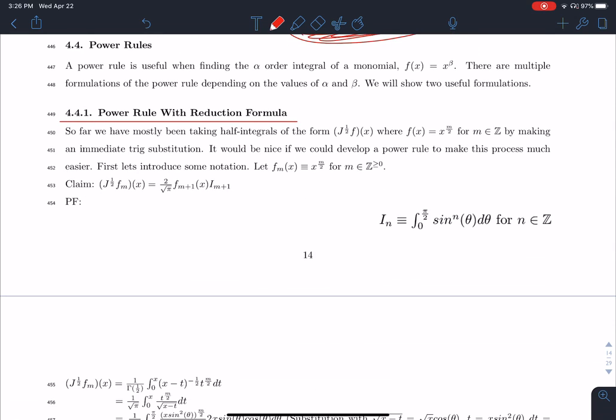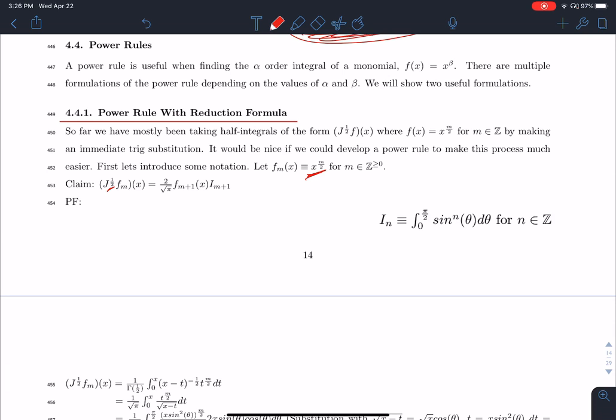Okay, let's talk about power rules, or at least one power rule. Power rules in traditional calculus are really useful for finding integrals or derivatives of powers of x like we have here. This is kind of a limited power rule. We can't use it in very general cases, but we can use it in a specific case where we want to take half integrals of powers of 1/2 or whole powers.